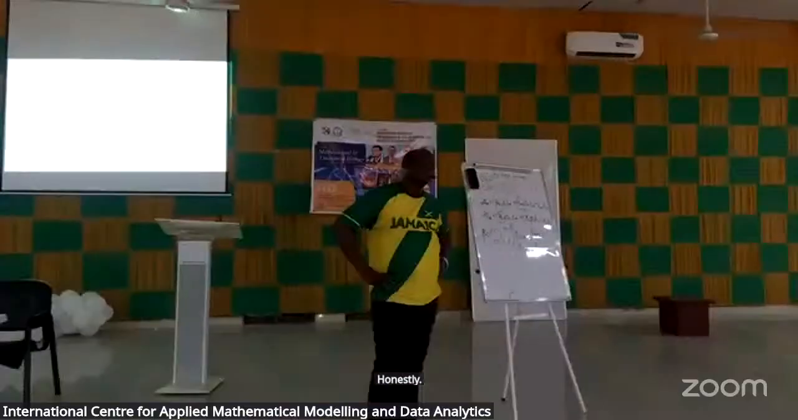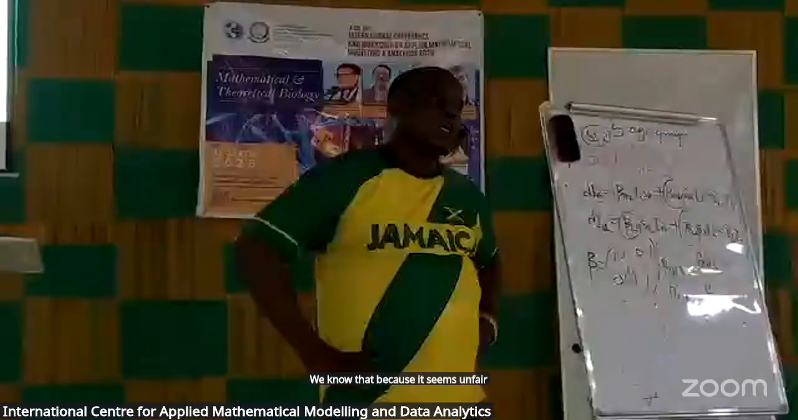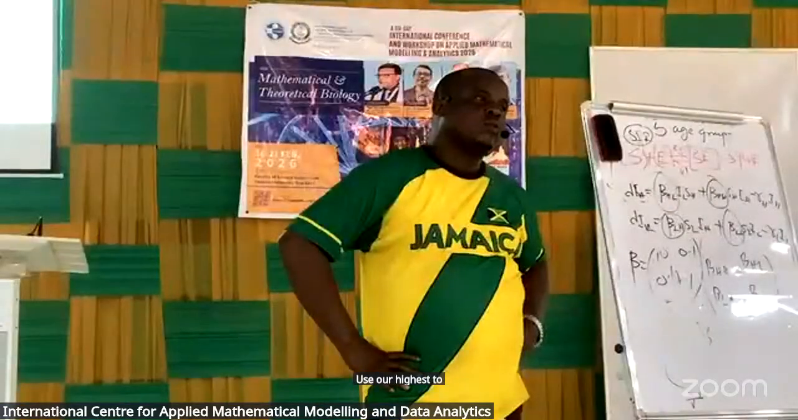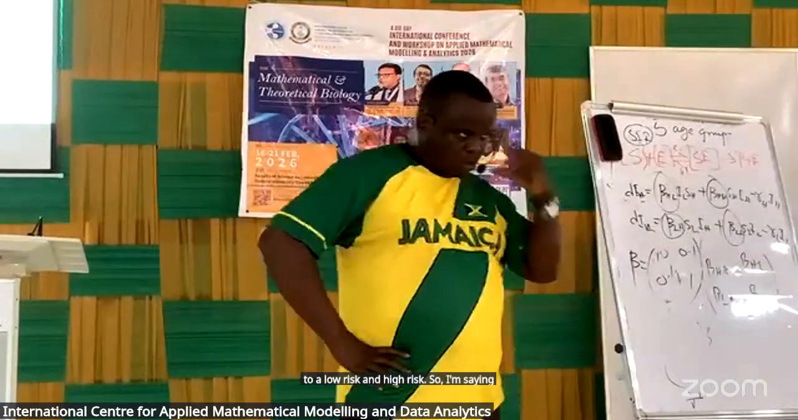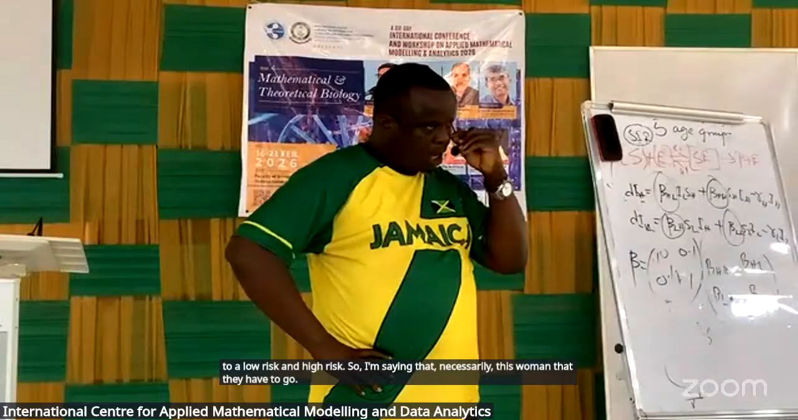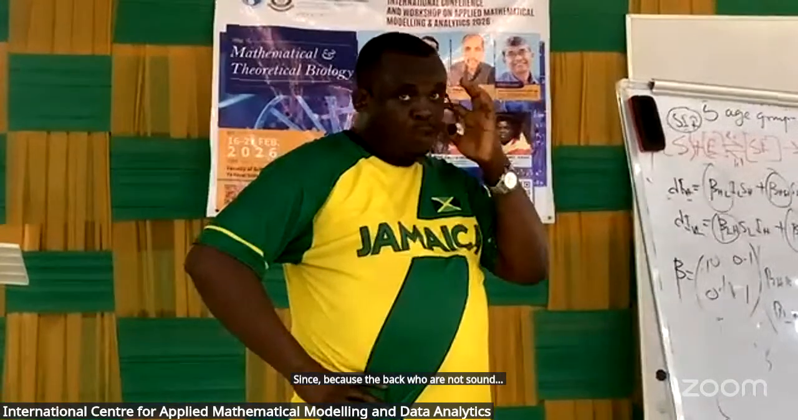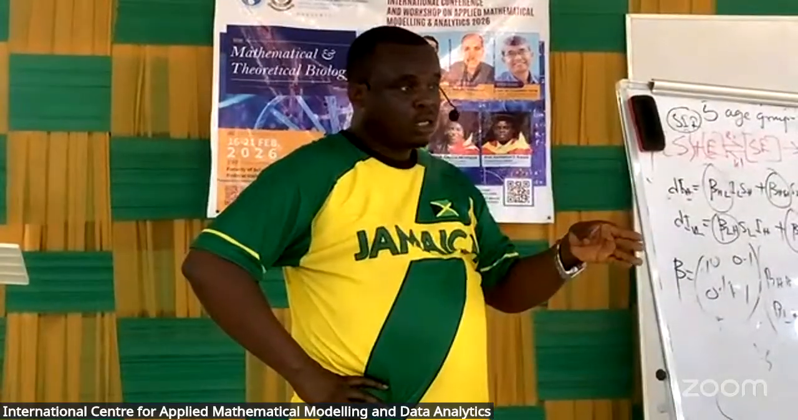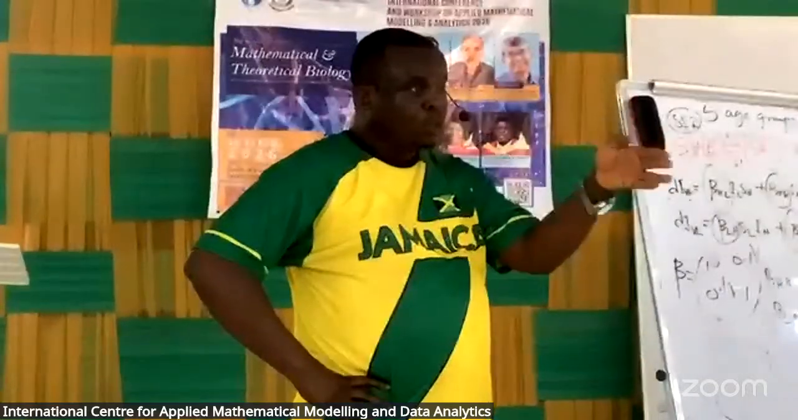Now the settings are far apart. So we may not need to close our eyes to the interaction between people in low risk and high risk. So I'm saying that necessarily this diagonal may have to go, since the people are not together. You need to look at it spatially. You need to put interpretation.